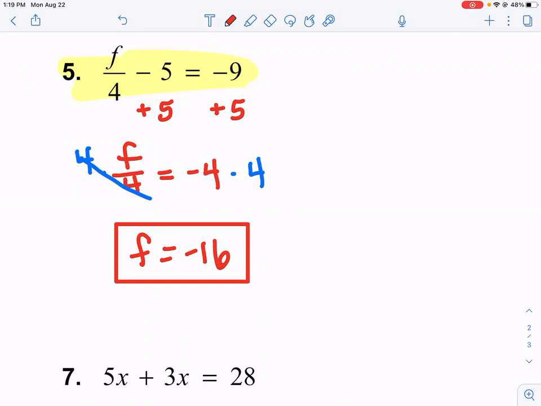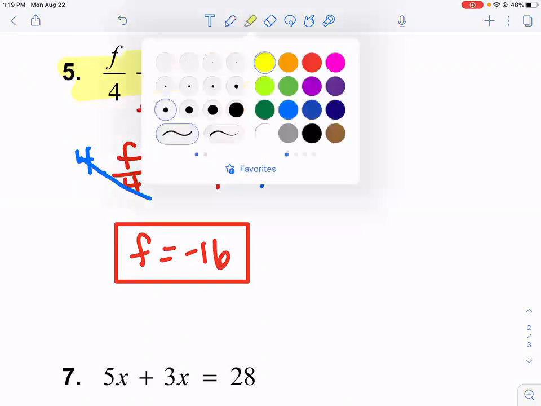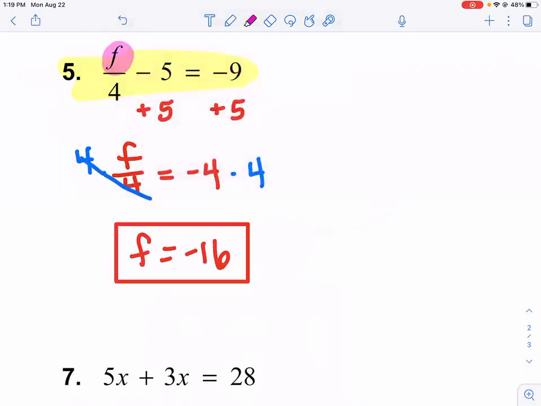Okay, so let's kind of talk about this. When I'm trying to get my F all by itself, I need to move things away from it. So 4 is tied closer to F than -5 is. So we moved the -5 first, and then we moved the 4 because the 4 was closer to it. Okay, now why am I talking like that?